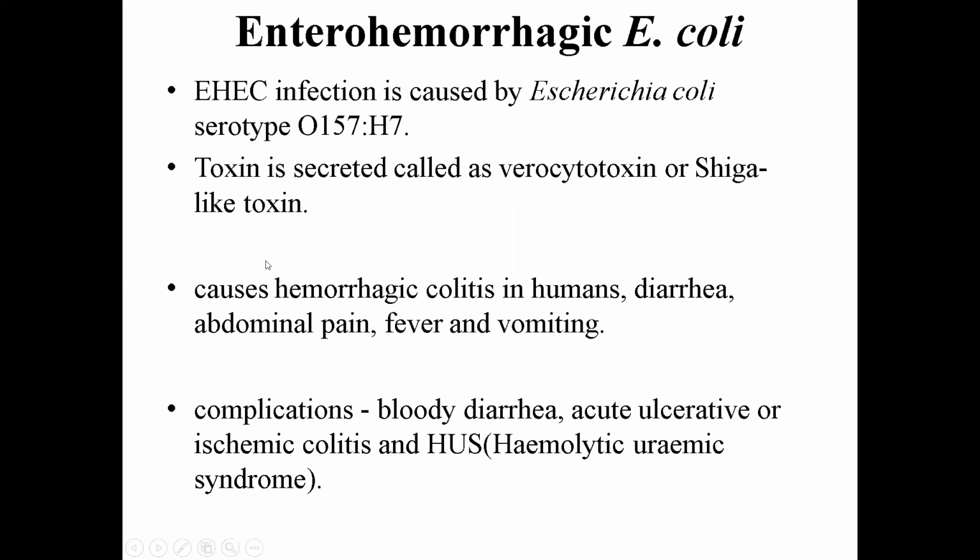The other is hemorrhagic E. coli, which is mainly a serotype called O157:H7. It secretes toxins like verocytotoxin or Shiga-like toxin. They are hemorrhagic, you can see the word itself. They cause hemorrhagic colitis in humans, with diarrhea, abdominal pain, fever, and vomiting. Complications include bloody diarrhea, acute ulcerative or ischemic colitis, and HUS. I talked earlier about HUS, no?